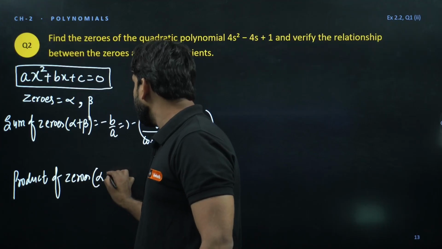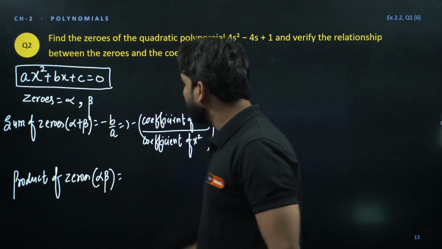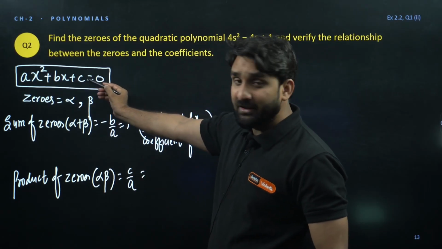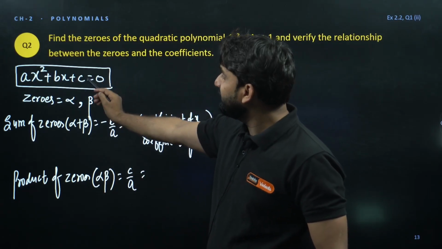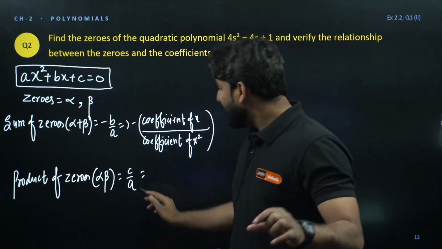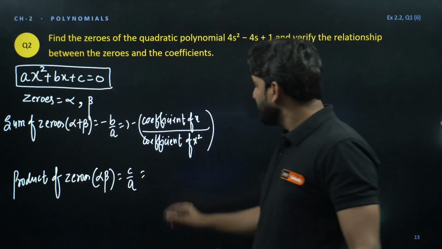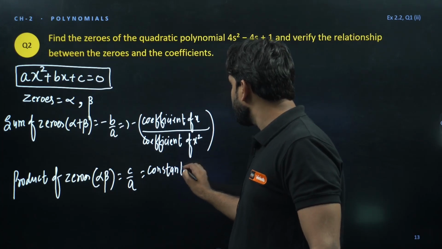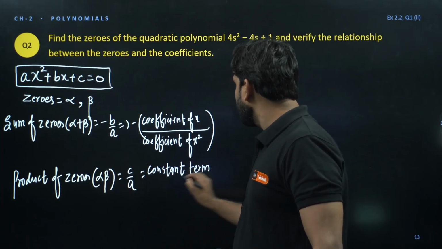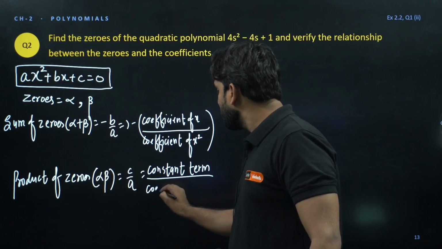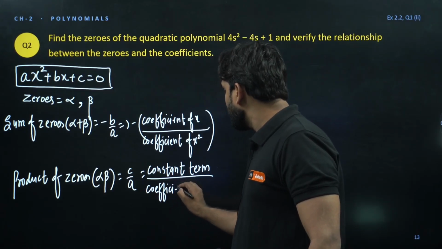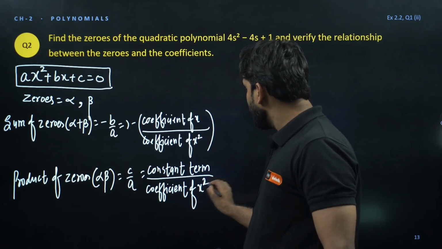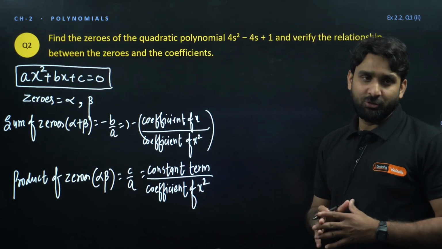Zeros. It means alpha into beta. Alpha into beta is equal to c by a. Where is c? C is without any variable. Look here, there is no variable in c, so that is a pure constant. And a is the coefficient of x square. So c is the constant term, and a is the coefficient of x square. This is the formula. I hope everything is clear to you all.